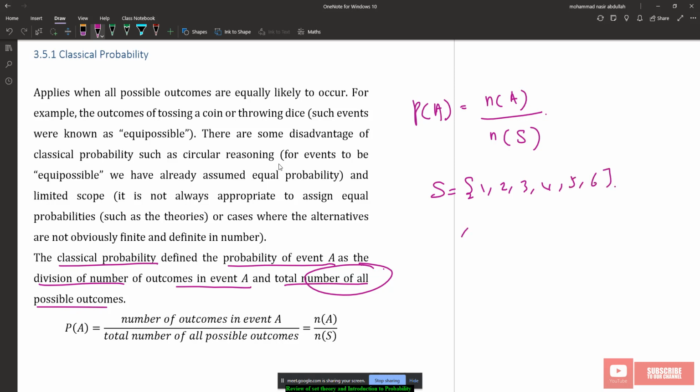Let's say A: Abu rolls a die twice, right? So he gets 1 and 4. So what is the probability of A? The number of A is how many? 2, right? The number in S is equal to 6, which is equal to 1 over 3. 1 over 3 should lie between 0 and 1. So 0.33. This is the probability of event A.